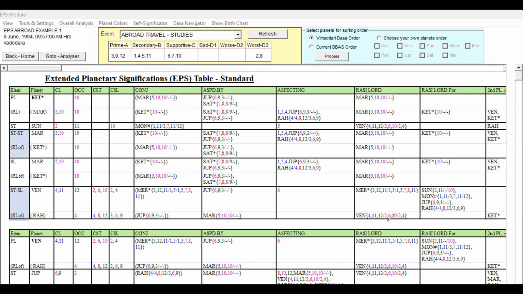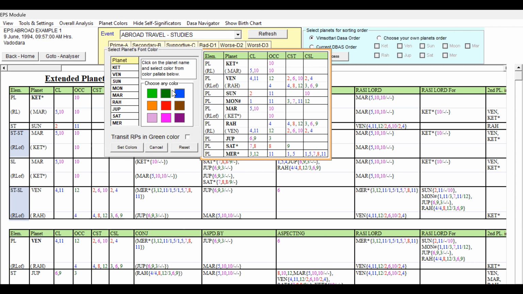Now let us check the self-signification. Self-significator, and let us try to give the colors also. Ketu occupying 10th house, representing, okay, let us start with the Lagna Lord. Lagna Lord occupying 11th house, 3, 7, 11 star Lord and 12th sub Lord. This is good. 1, 11, 3, 7, 11 and 12th cuspal sub Lord. So Moon should be dark green.